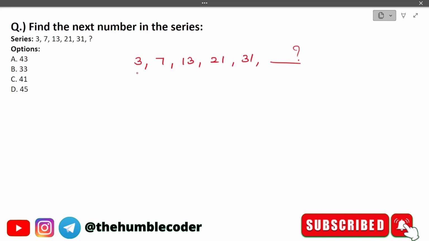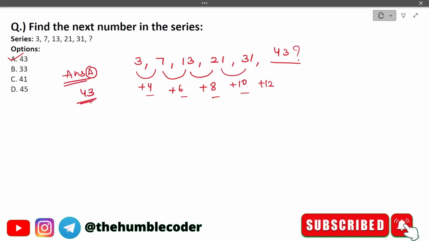Let's try to find out the pattern. So 3 to 7, the gap is of 4. Then 7 to 13, the gap is of what? 6. Okay, 13 to 21, the gap is 8. And 21 to 31, the gap is of 10. If you see, it is 4, then 6, then 8, then 10. Every time 2 is increasing. So then the next one would be what? 12. Which means 31 plus 12, it would be what? 31 plus 12 is 43. So in this one, the next digit that will come is 43. The correct answer will be option number A, which is 43.